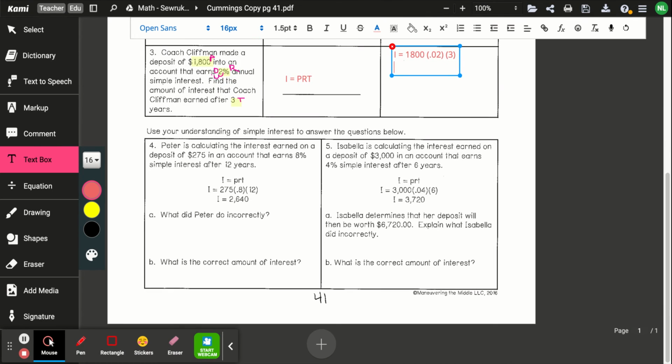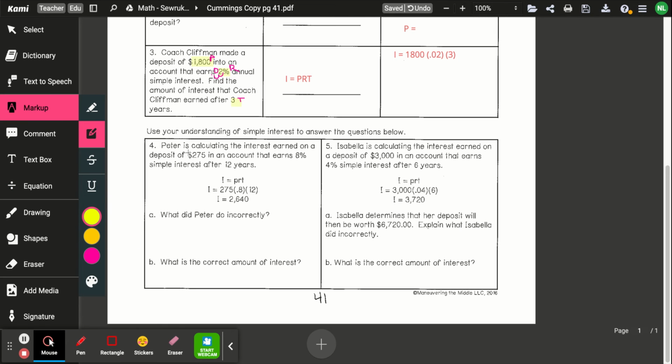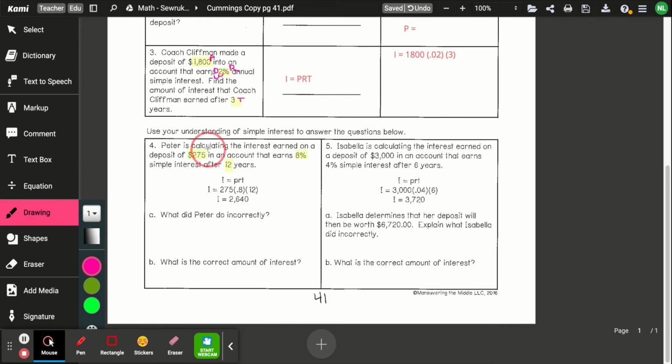All right, lastly, we're having to figure out what people are doing wrong or right. So Peter is calculating the interest earned on a deposit of $275 in an account that earns 8% simple interest after 12 years. So again, we know that this is his deposit, so that's the principal. I'm going to label it with a P. We also know that 8% is the rate, and we have to change it to a decimal by moving the decimal point 2 places over. So we get 0.08, and then we know that the simple interest is after 12 years, which is time.